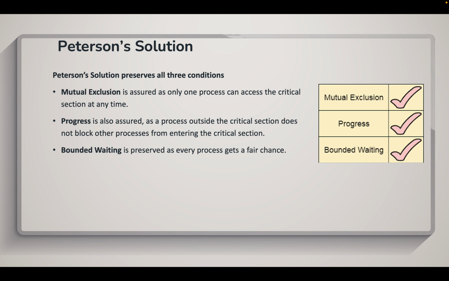Peterson's solution satisfies all the requirements. Mutual exclusion, yes. I and J are mutually exclusive. Progress, yes. Each allows the other process to enter. Bounded waiting, yes. Each process waits for a limited time.